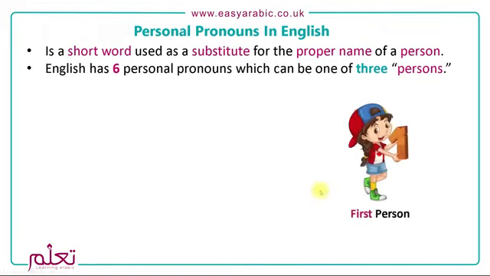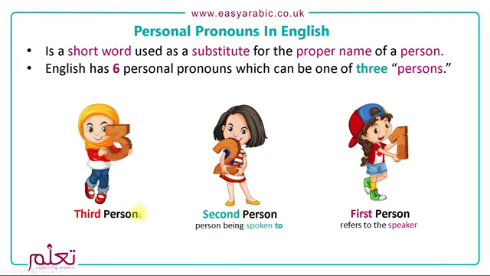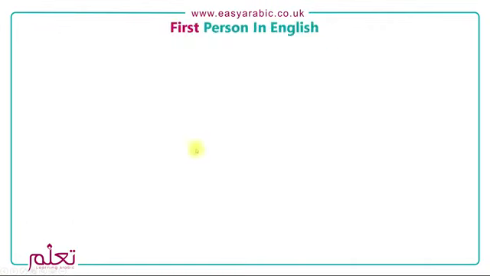So the first one is the first person, and this is someone that we refer to as the speaker, the one who's talking. Then we have the second person, and this is the person being spoken to. Then we have the third person, and this is the person we are speaking of. So first person would be I or we, the second person would be you, and the third person is somebody who we're talking about.